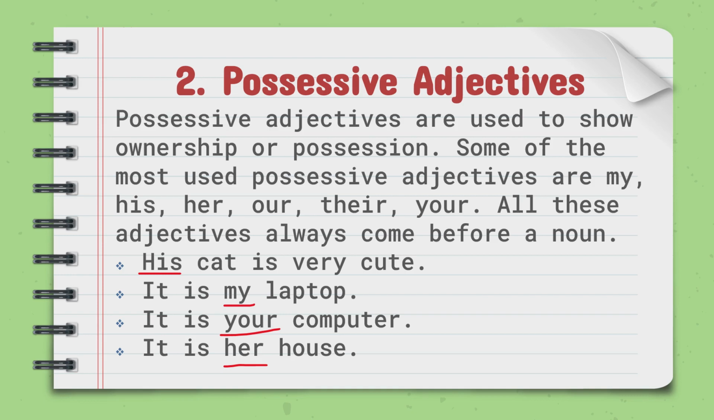Let's take a look at these examples. His cat is very cute. Cat is noun. Whose cat is it? His. His cat. So his shows the ownership. Whose cat it is? His cat. Okay, so let's take a look at next example.